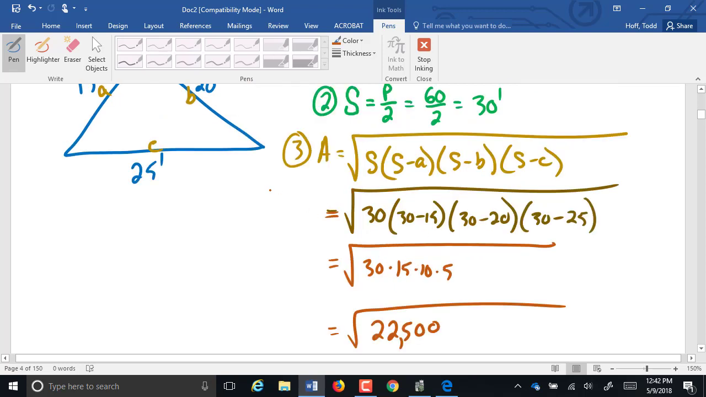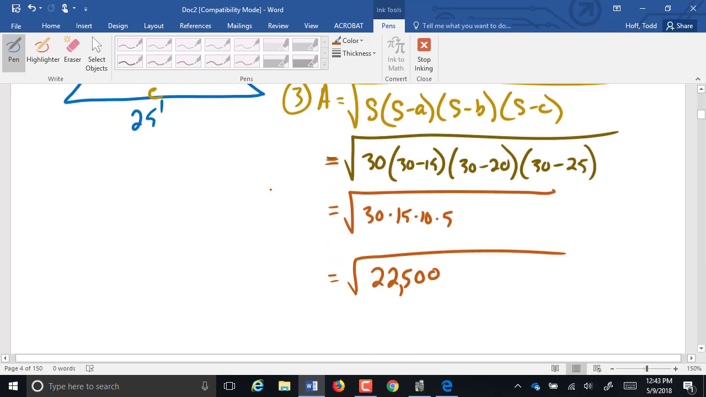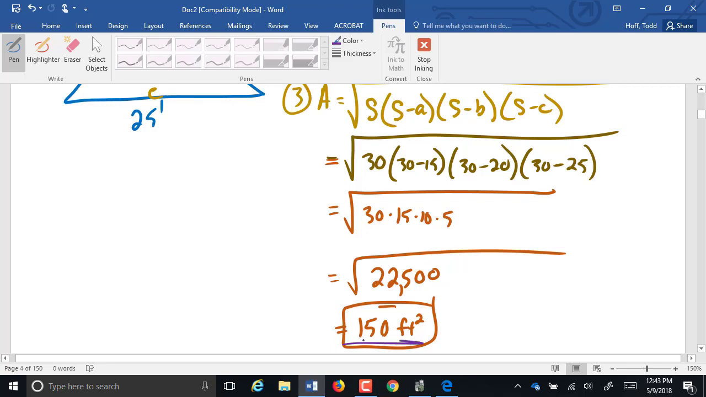Does that look right? Yeah, we'll see. Square root of 22,500 is 150 square feet. Is that what you got? So that's the area using Hero's formula.